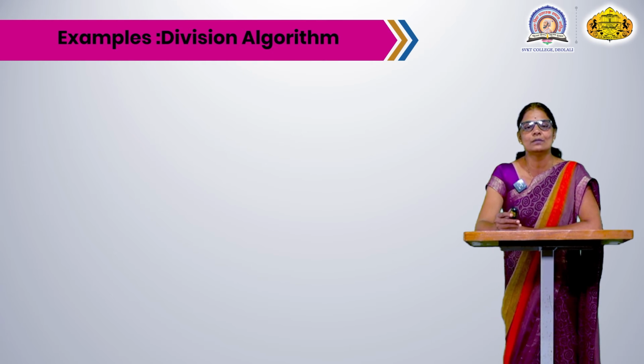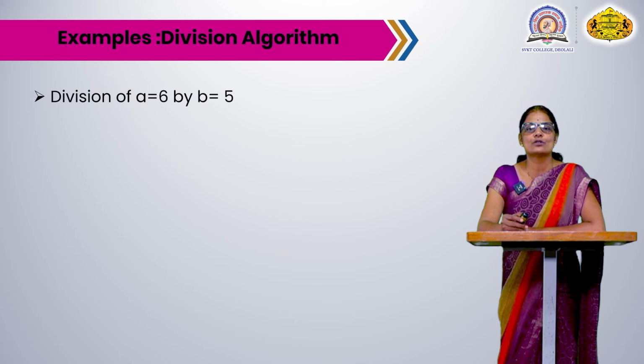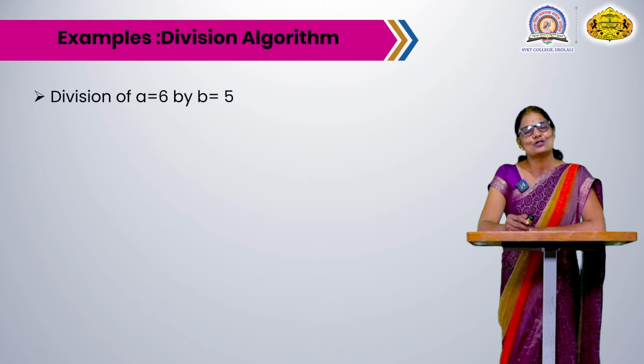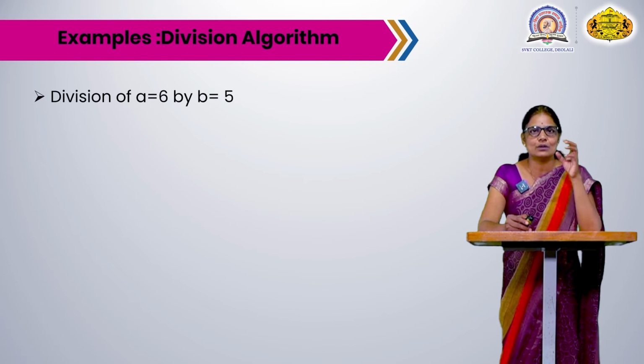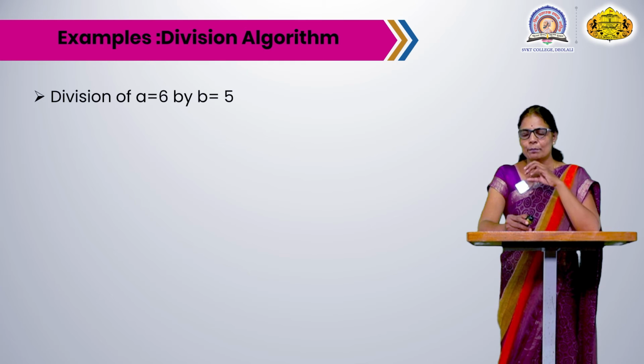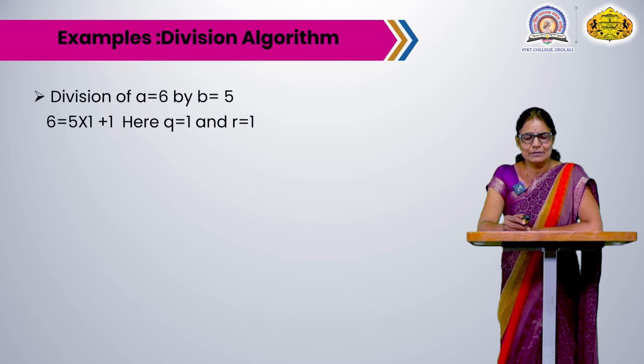Now let us consider some examples related to the division algorithm. We consider the simplest example first: take the division of 6 by 5 and find the remainder and quotient. We know that in the division algorithm, q is called the quotient and r is called the remainder in the division of a by b. Here 6 can be written as 5 into 1 plus 1. This is a simple expression: 6 equals 5 into 1 plus 1. So the quotient is 1 and the remainder is 1.